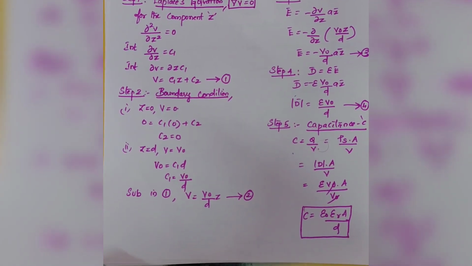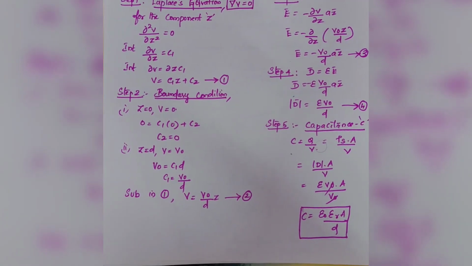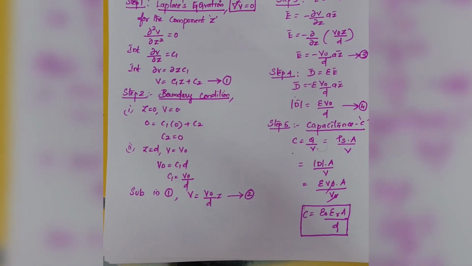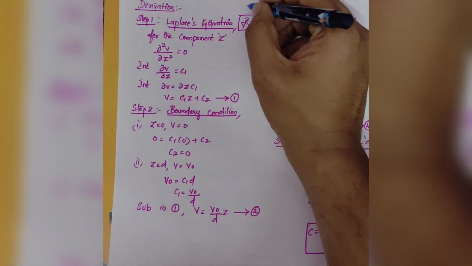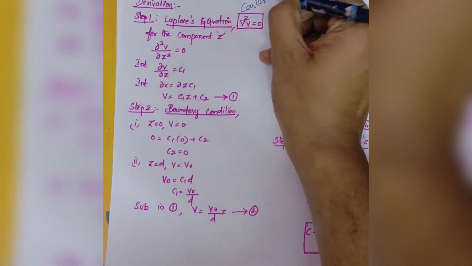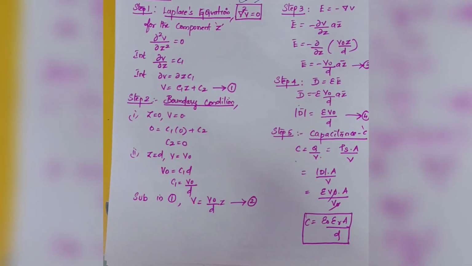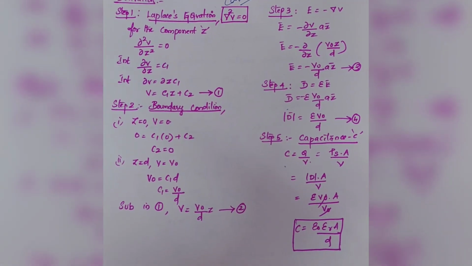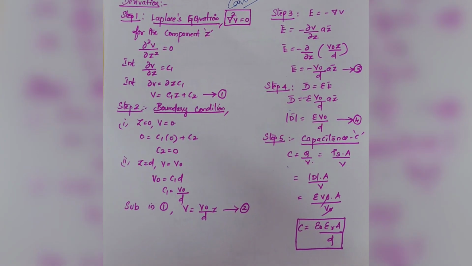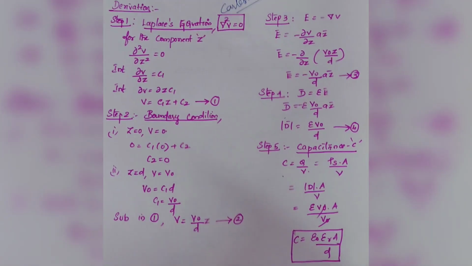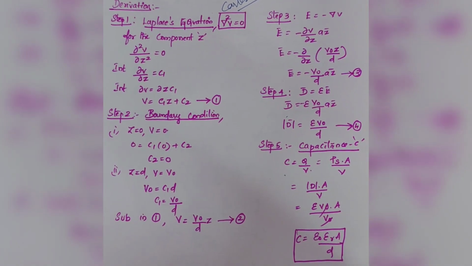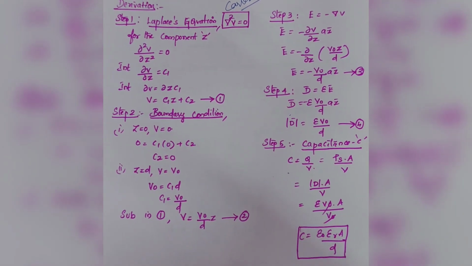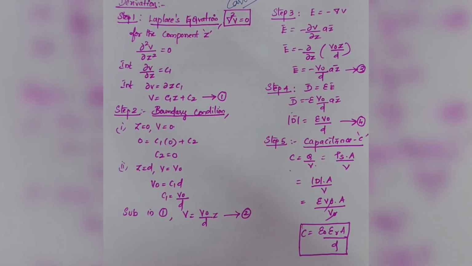Derivation step number 1. Use the Laplace equation and derive. Laplace equation is nothing but del square V equal to 0. Consider the Cartesian coordinate system. For Cartesian coordinate system, del square V equal to 0 is dou square V by dou x square plus dou square V by dou y square plus dou square V by dou z square equal to 0. Since my parallel plates are placed on the z plane, take only dou square V by dou z square equal to 0.